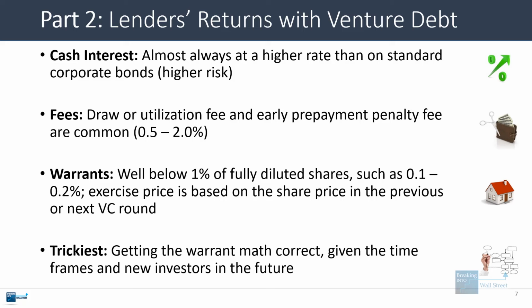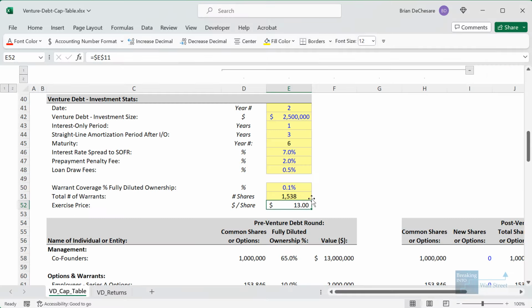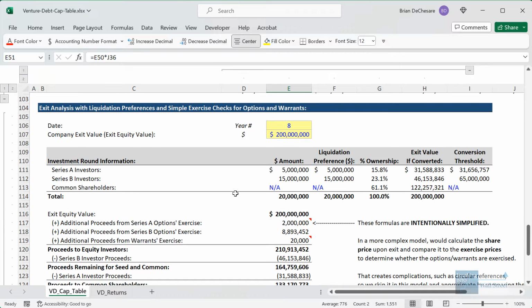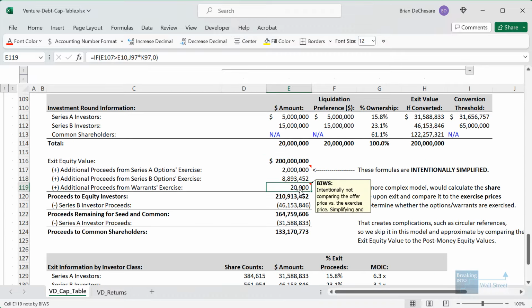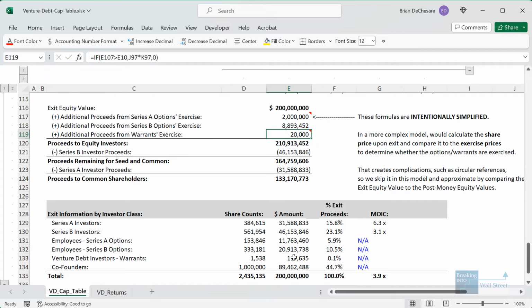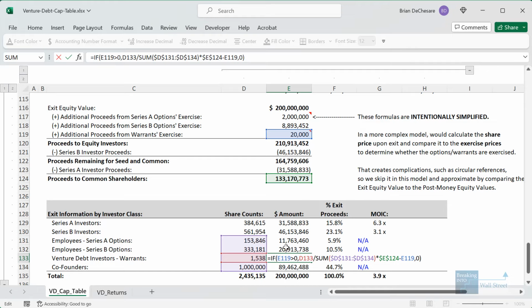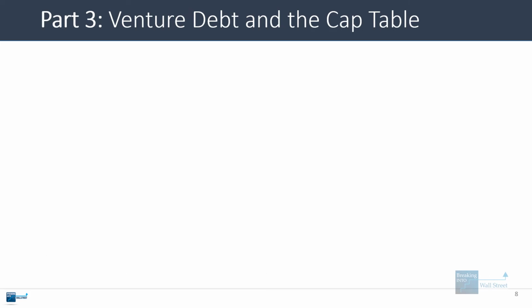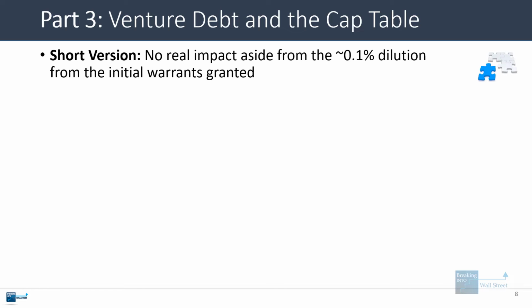The trickiest part of all this is getting the warrant math right because the time frame is quite extended. There could be new investors in the future. And so even if they get around 1,500 warrants here, by the time you get to the exit, scrolling down in this file, it's actually a little bit tricky to figure out whether they exercise the warrants and then what the net proceeds are, factoring in the percent of equity they own and then the amount they actually pay to exercise the warrants.